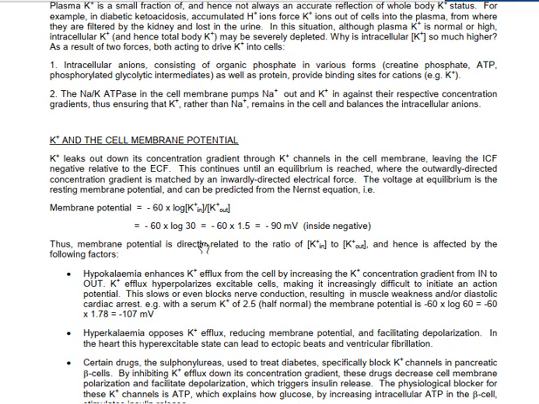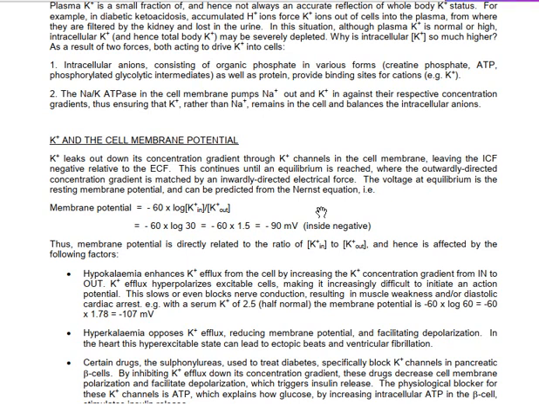Now, to calculate the resting membrane potential, use the Nernst equation. Generally the Nernst equation is given as negative RT over nF times ln of the concentration of the product, raised to the appropriate powers, divided by the concentration of the reactants. So that's generally the formula of the Nernst equation.